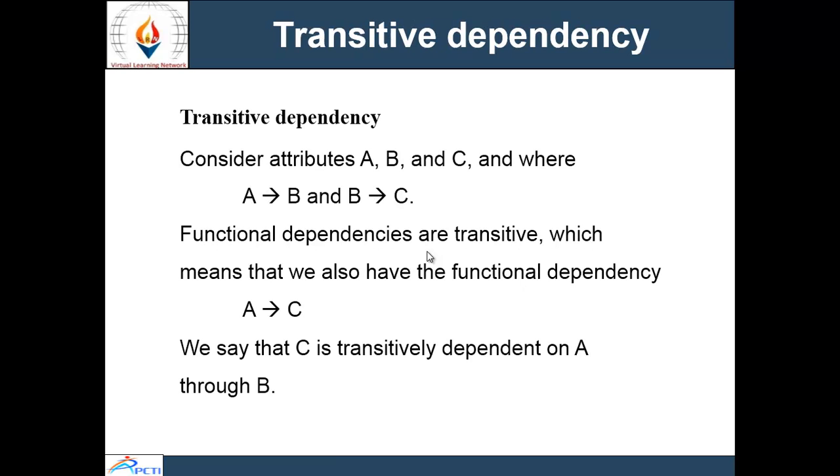Now, next is transitive dependency. Transitive dependency means consider attributes A, B and C. If B is functionally dependent on A and C is functionally dependent on B, then the functional dependencies are transitive, which means C is also dependent on A. That is, C is transitively dependent on A through B.